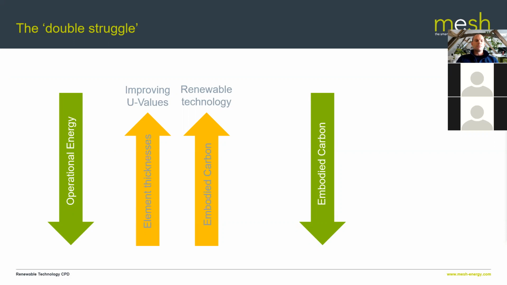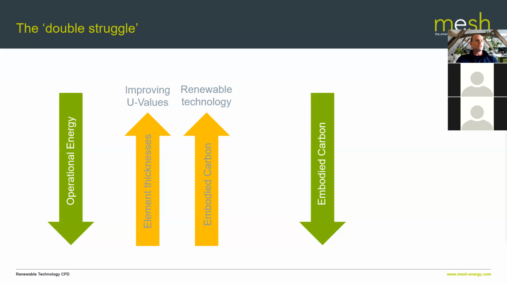So paradoxically, as you add more ground source heat pumps, more solar panels, more wind turbines, more MVHR systems, machines have a huge amount of embodied carbon in them. And so as you add renewable technology, your embodied carbon goes up as well for the whole building.